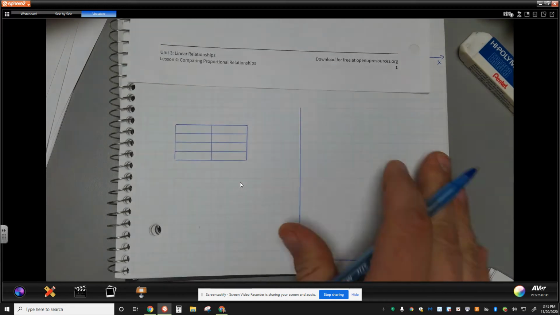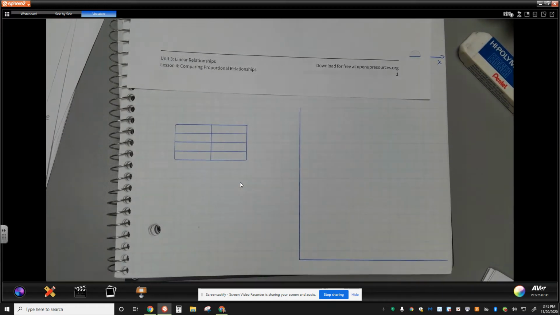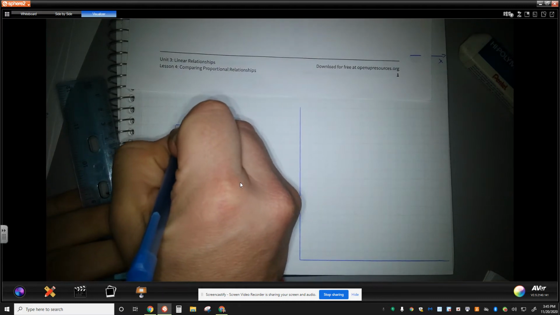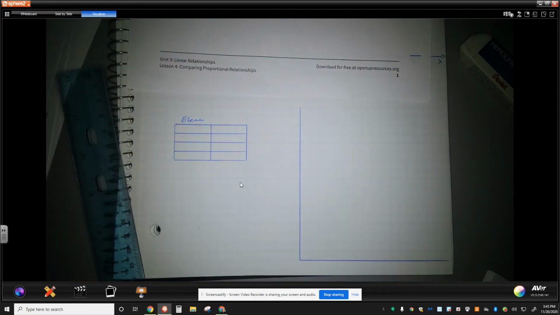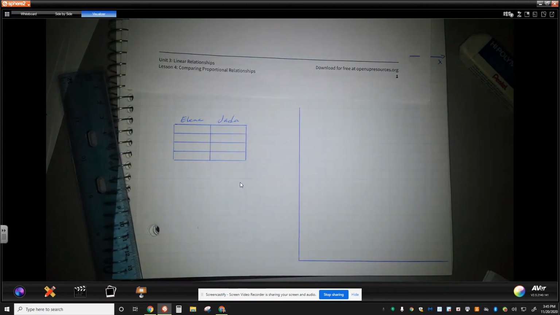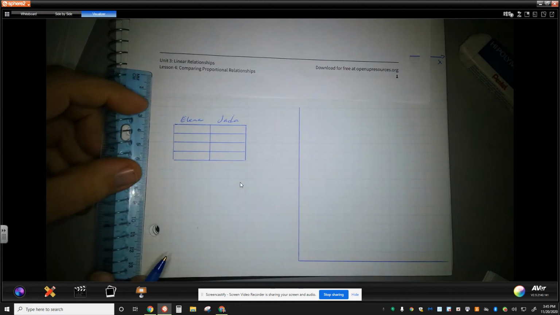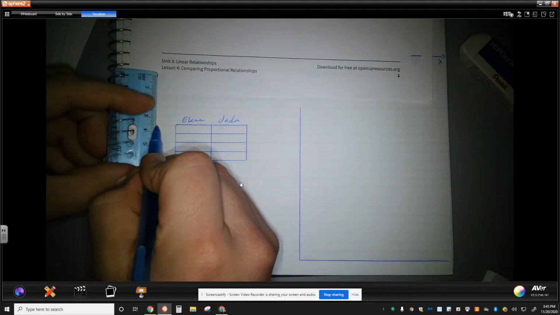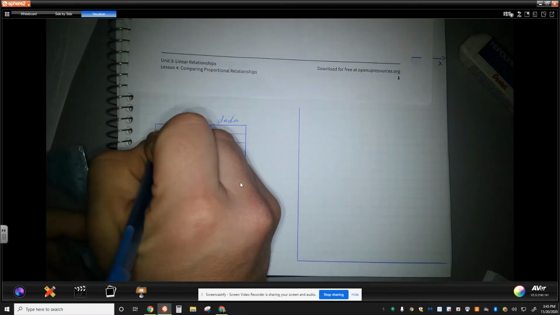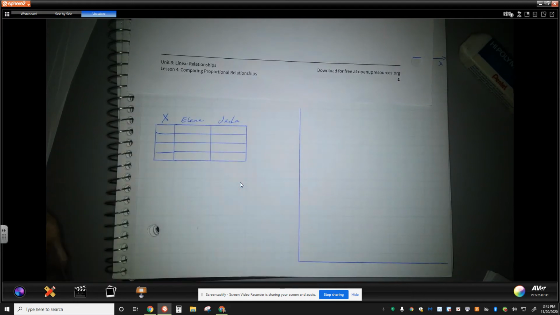The first thing we want to do is, on our table, include another column. The reason for that new column is because we have two different people. We have Elena and her information, and then we have Jada. By adding one more column, it saves us from having to draw an entirely new table. So I'm going to go ahead and put this table in. This new column represents the x, or the input.